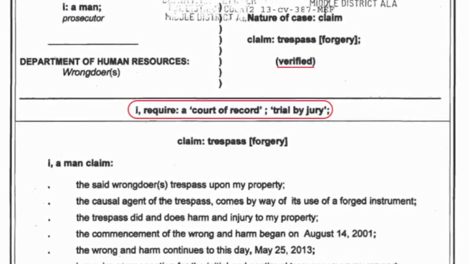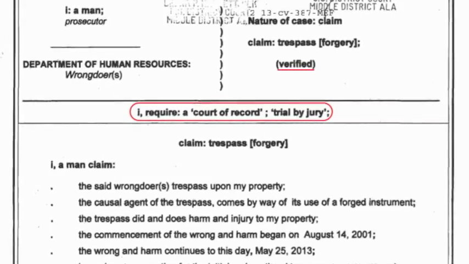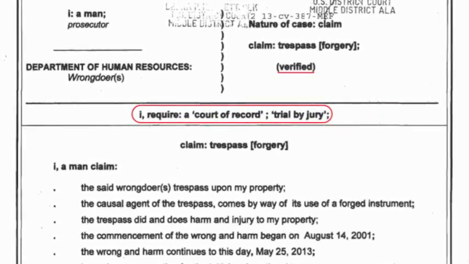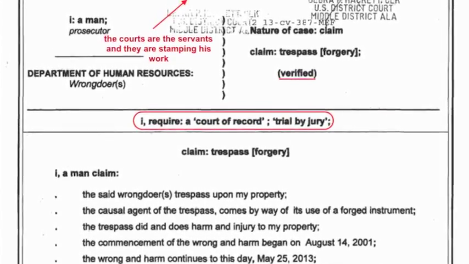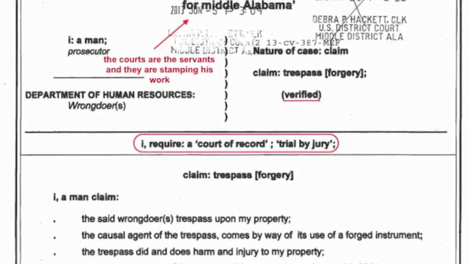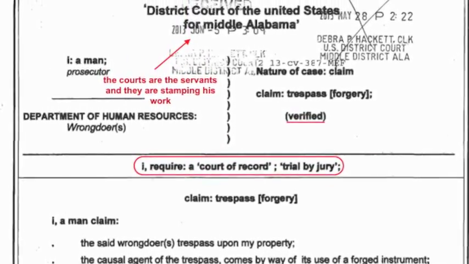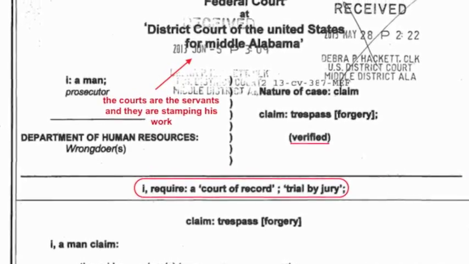Under the heading of the paperwork, he writes, I require a court of record trial by jury. Remember, the courts in government are set up to serve the public, even if it does not seem that way at this time. We, the people, need to remind them of their true obligations.